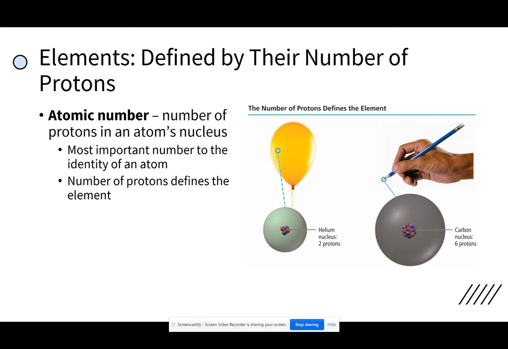So the number of protons defines the element. Oxygen has 8 protons. It is the only atom that has 8 protons. If there's an atom that has 8 protons, it is oxygen. There's no question about it. And the periodic table is arranged in order of increasing atomic number.